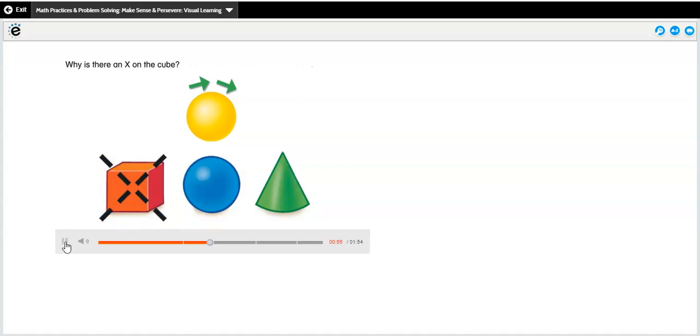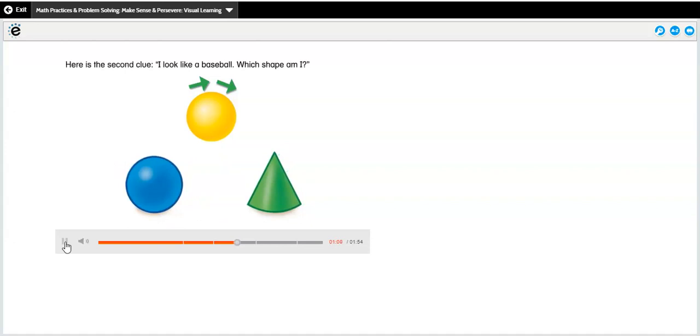Why is there an X on the cube? Why do you think they put an X on the cube? Does the cube match the clue? No, the cube does not match the clue. The clue was that the object rolls. Cubes can't roll, so that's why they crossed out the cube. The cube is the only shape that cannot roll, so you can cross off the cube.